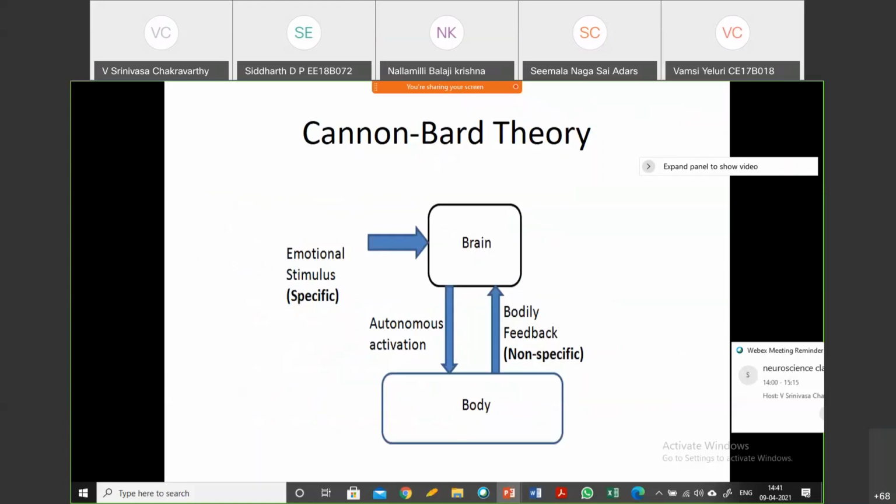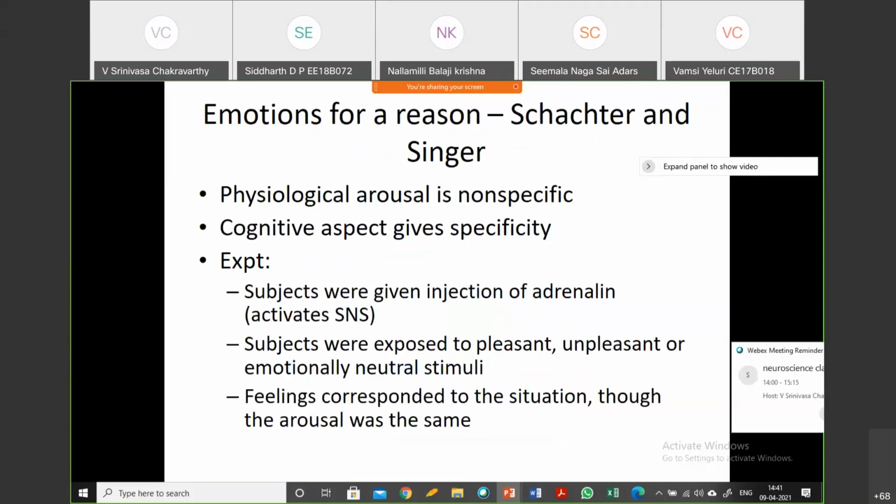If you are proposing to a girl, you feel positive emotion. The bodily feedback is the same. But if you are seeing a ghost, then you feel negative emotion. But the bodily feedback is the same. So what is happening at the level of your brain and your cognition is what produces a difference in your emotional experience. This is the kind of explanation given.